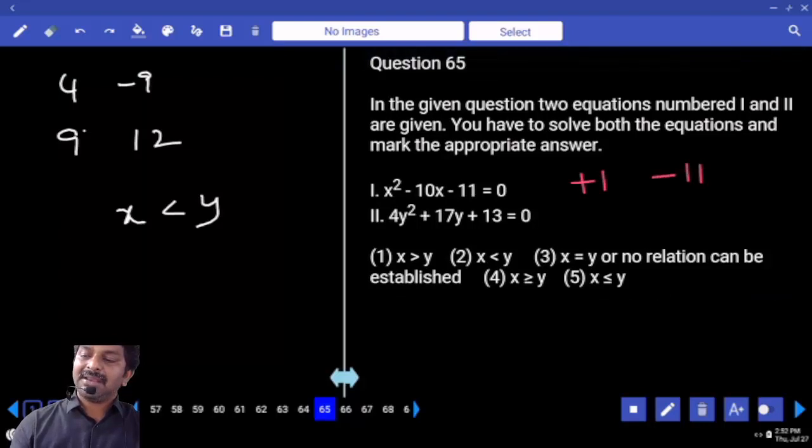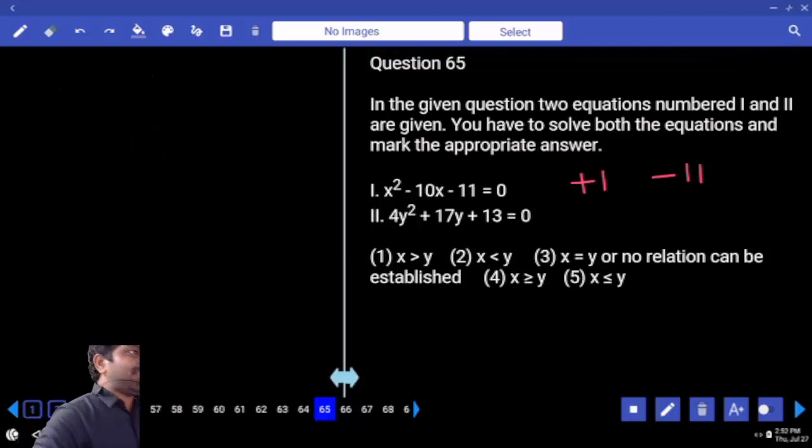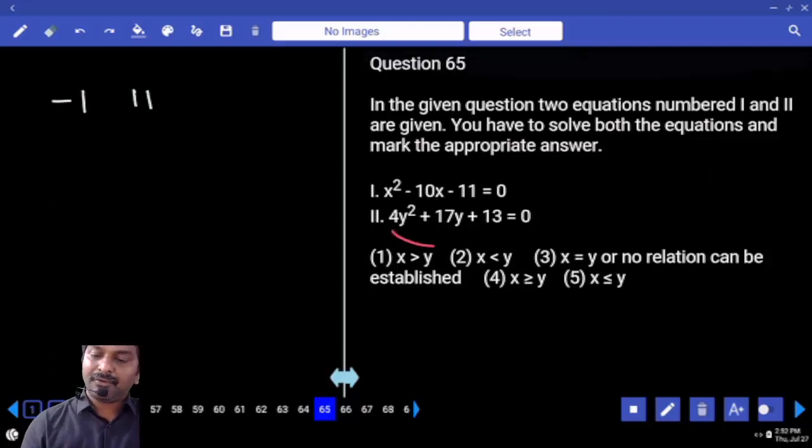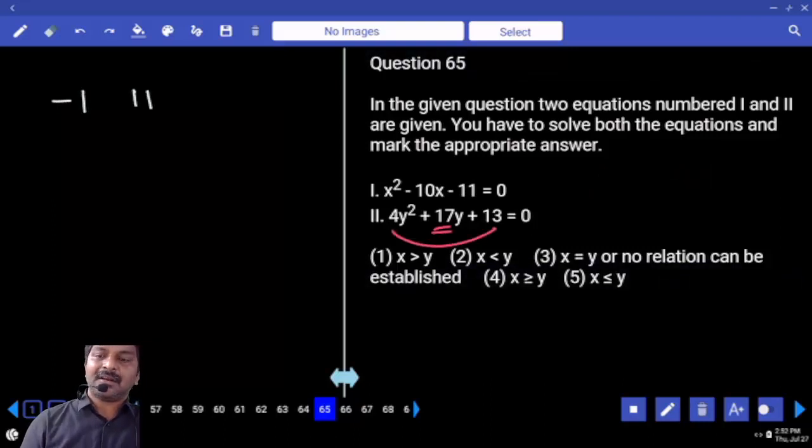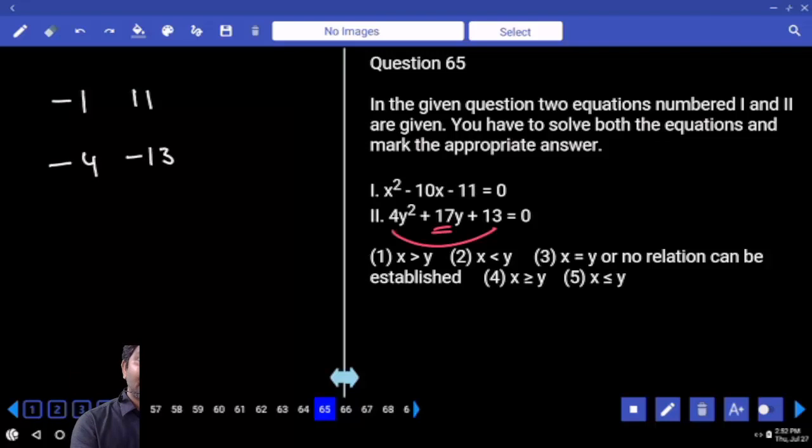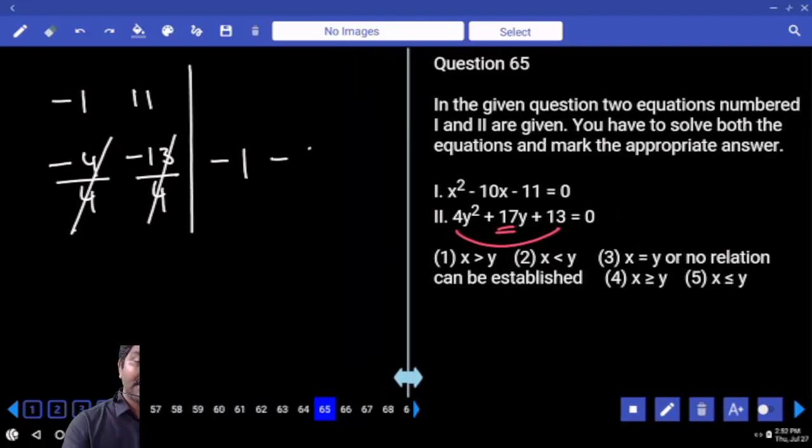Plus 1 minus 11 must be the combination, then only the sum is minus 10. Factors are minus 1 plus 11. 4 comma 13, 17, that itself is the combination. Positive numbers only. Minus 4 minus 13 divided by 4. This value minus 1. This is minus 3, 1 by 4.